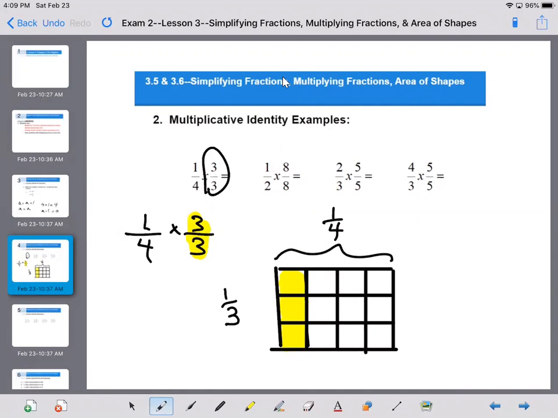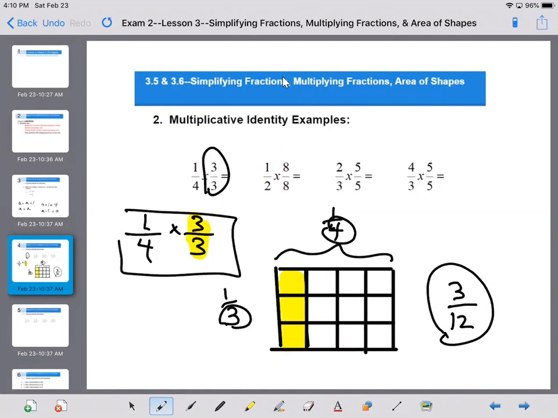So I'm creating 3 of the total of 12. So how do we get 3/12 out of this? We multiply 1 by 3 and get 3, and 4 by 3 and we get 12. So we have increased the size of fourths into twelfths. So we multiplied 4 by 3 and 3 by 4 to get that denominator of 12.